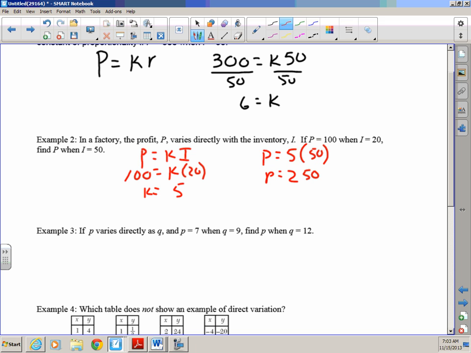Now, what could you have also done? You could have set up a proportion. 100 is to 20 as some number is to 50. All right? And you could have figured that out. And the reason is that in proportions, they are equivalent fractions or equivalent ratios because they are multiplied by the same constant. So that's why that other term is used. All right?